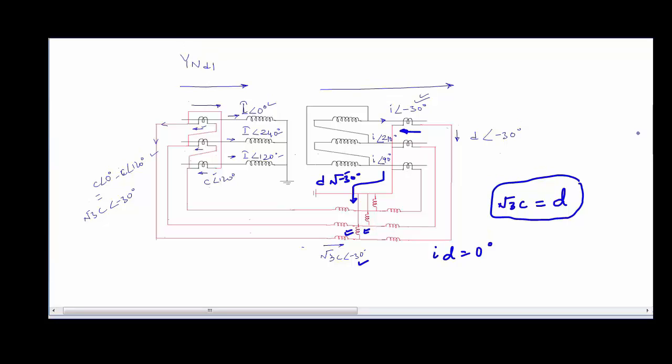So this is how the differential relay of the transformer is supposed to behave when there is a fault outside the differential zone of the transformer, or when there is normal loading in the transformer.